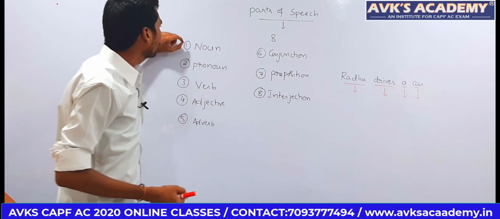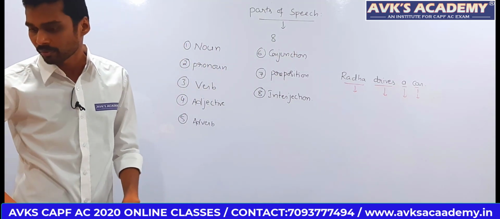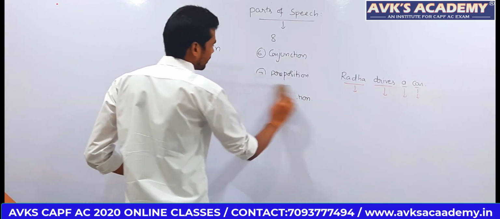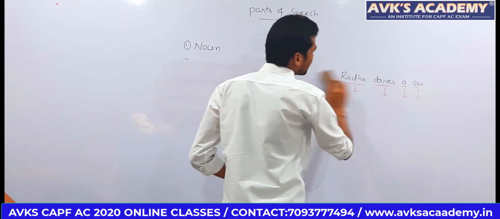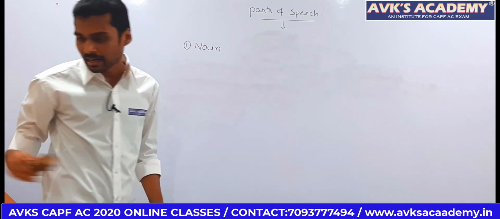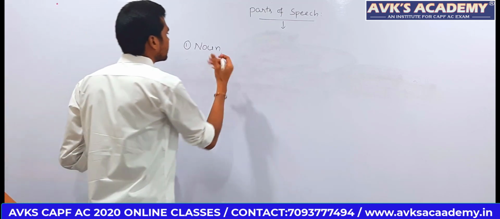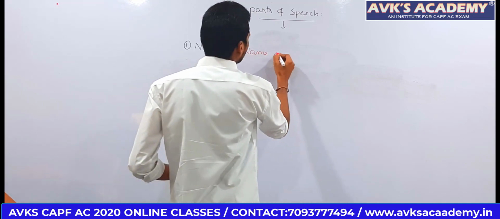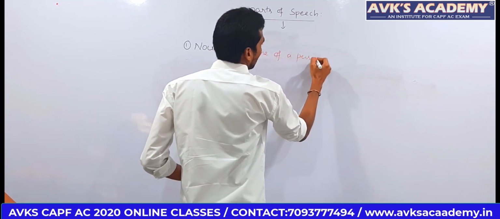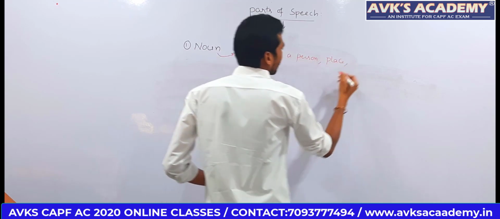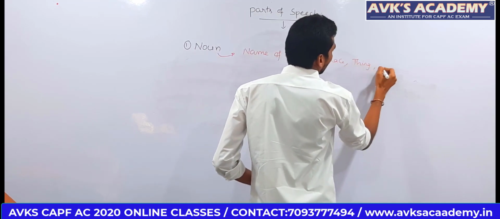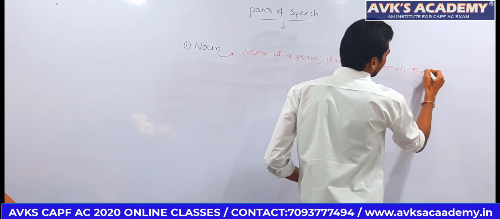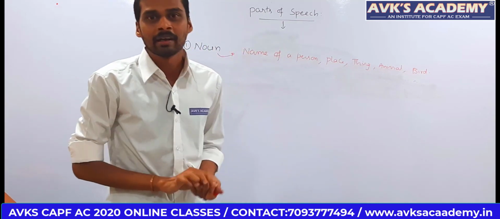Let me start with the first one, noun. What is a noun? A noun is the name of something, the name of anything. In simple words, a noun is a name. Name of what? Name of anything. Name of a person, name of a place, name of a thing, name of an animal, name of a bird. Likewise, a name is called a noun.